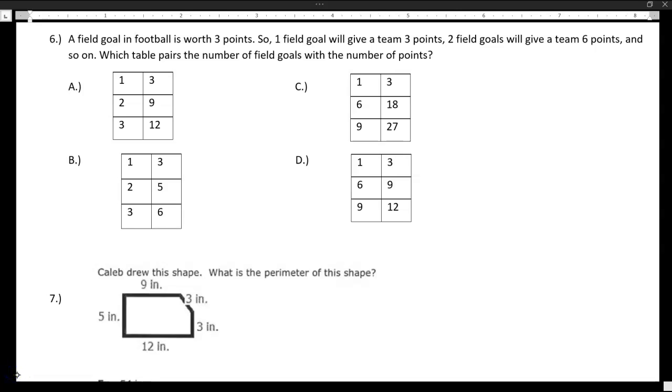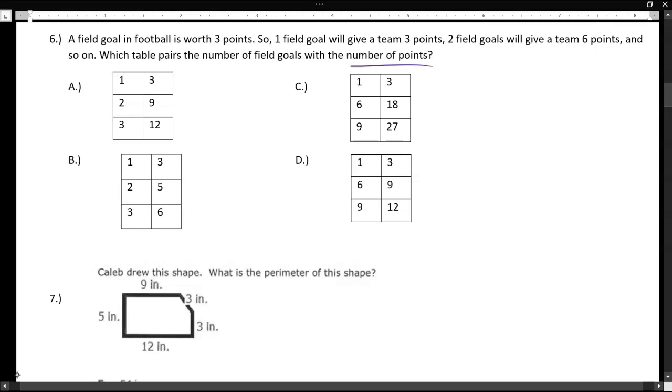And 6. A field goal in football is worth 3 points. So 1 field goal will give a team 3 points. 2 field goals will give a team 6 points, and so on. Which table pairs the number of field goals with the number of points? So we know this is another word problem. I'm just going to do Scooby really quick.